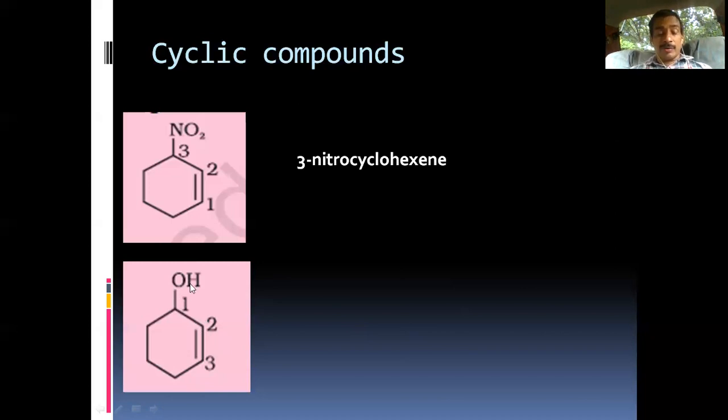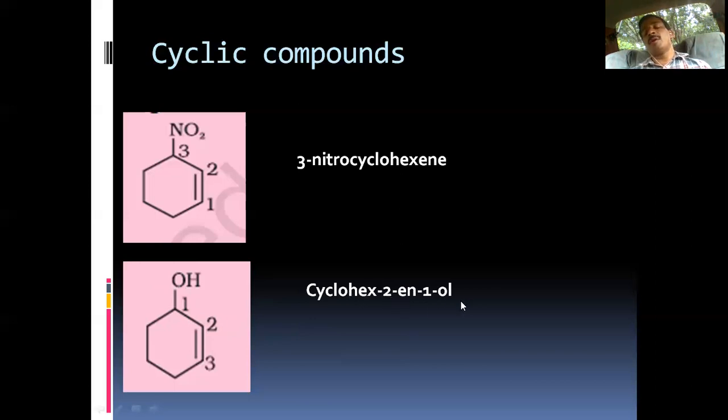So if an OH group is attached to benzene, that is phenol. But it is not benzene. Only one double bond is present here. So it is actually cyclohexene. And the OH group can be represented as ol. So cyclohex-2-en-1-ol. That is the name of this compound, cyclohex-2-en-1-ol.